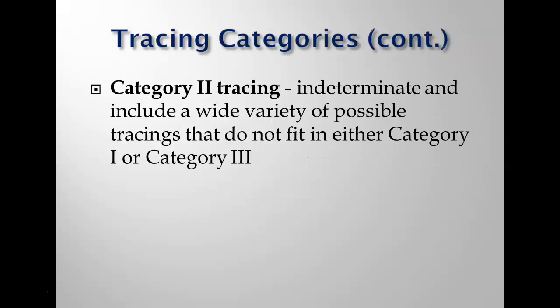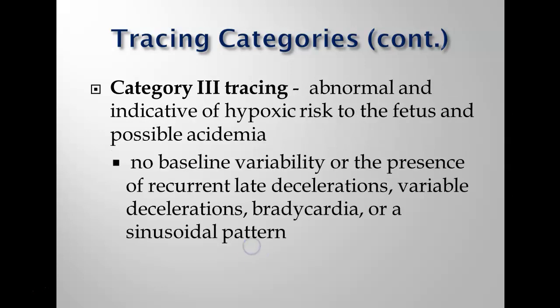A category 2 tracing means that this is indeterminate, meaning that we can't say it's bad, but we can't say it's good. We're not quite sure. This could include a wide variety of possible things that don't fit into either category 1 or category 3. And then category 3 tracings are abnormal tracings that are indicative of a hypoxic risk to the fetus and possible acidemia. So we don't see any baseline variability. That's that absent baseline variability, or the presence of recurring late decels. Remember, lates are the bad ones, or variable decels. We can see a pattern of bradycardia or even that sinusoidal pattern that would fall under category 3 tracing.